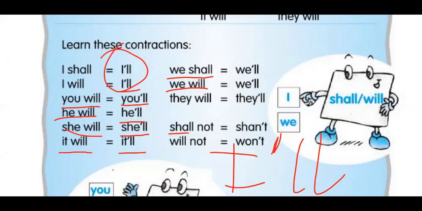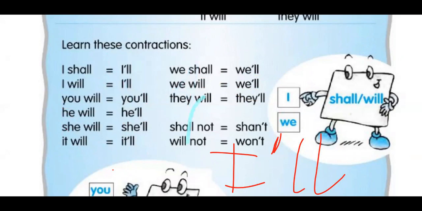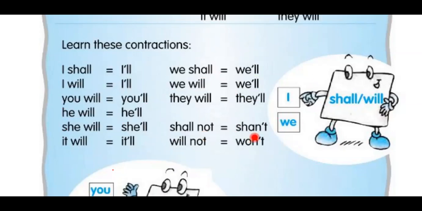Now see over here, when you are not agreeing with something, a negative thing, when you are disagreeing with something, you will say shall not. Shan't, shan apostrophe t. Will not will become won't. Okay, I won't. I won't, shan't also. Shall not will become shan't, shan apostrophe t.